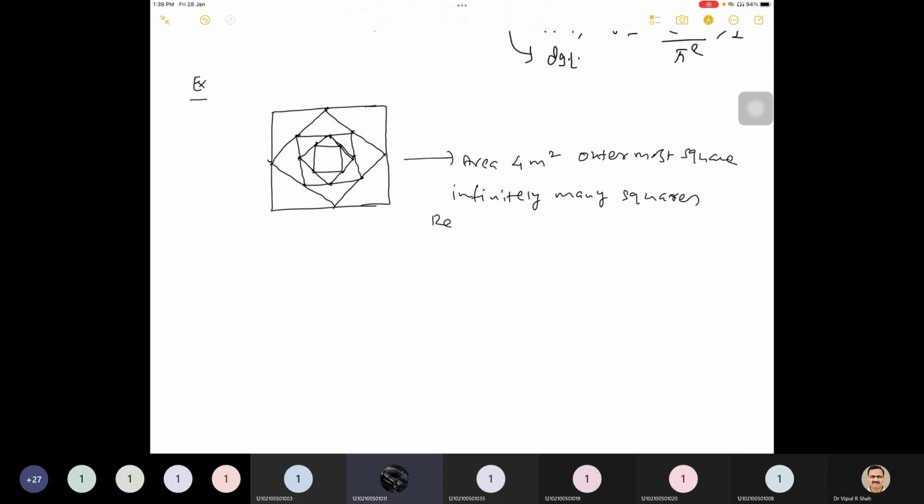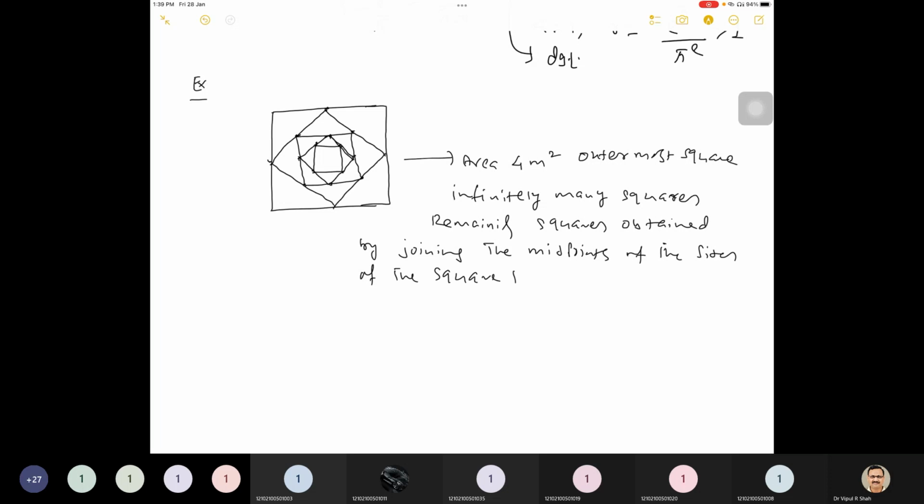And the remaining squares are obtained by joining the midpoints of the sides of the square to the previous one. And you are having infinitely many such squares.